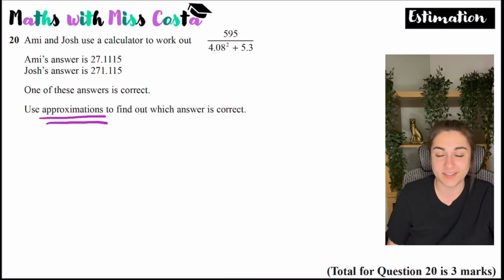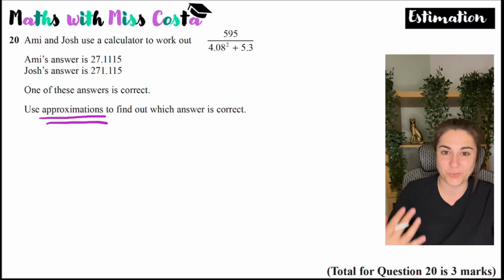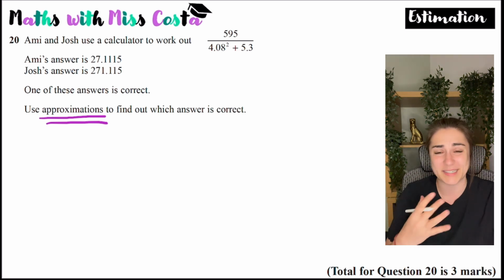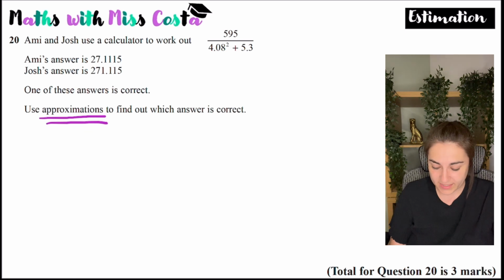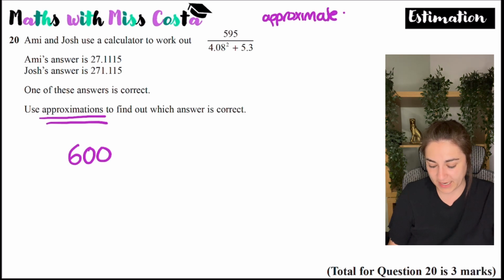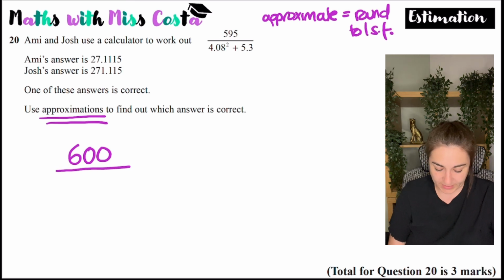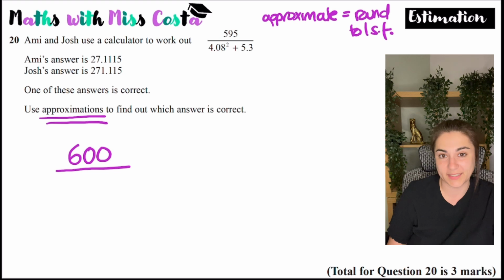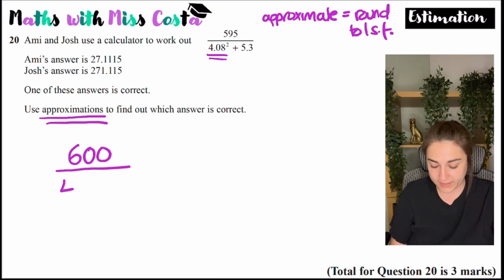So it's always really good to actually just estimate what the answer to your calculation would be, because calculators sometimes, if you enter things wrong, just tell you the wrong thing. So 595, I could round to 600. When you approximate or estimate, generally you should round to one significant figure. So 595 to one significant figure is 600. 4.08 I would round to 4, and 5.3 I would round to 5.